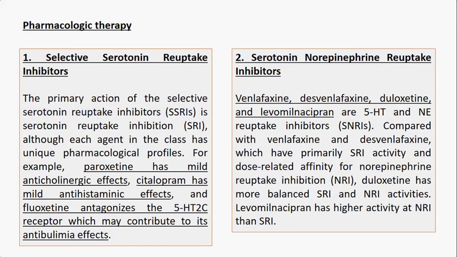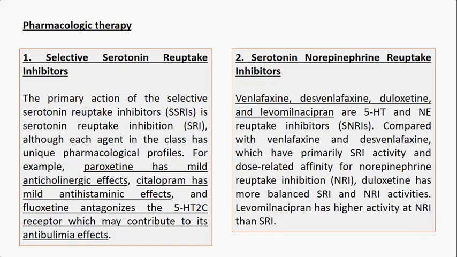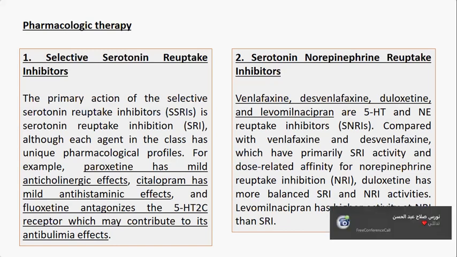Venlafaxine and desvenlafaxine طبعا طلاب قلنا انه عندهم سيروتونين ونورابينفرين ريابتيك انهبيتور. فبالنسبه للفirst two drugs، venlafaxine and desvenlafaxine have primary serotonin reuptake activity and dose related affinity for norepinephrine. يعني بس انه بدنا نسوي مقارنه حتى نشوف يعني هذه الدروجز ياهو اللي مثلا عمله يكون على السيروتونين اكثر من النورابينفرين، وياهو اللي يكون عمله على النورابينفرين اكثر من السيروتونين.